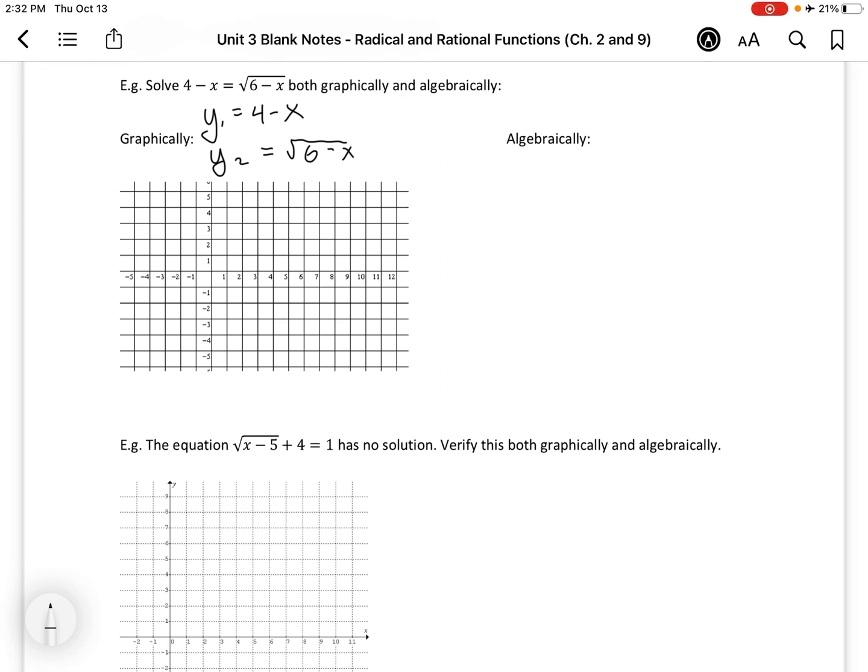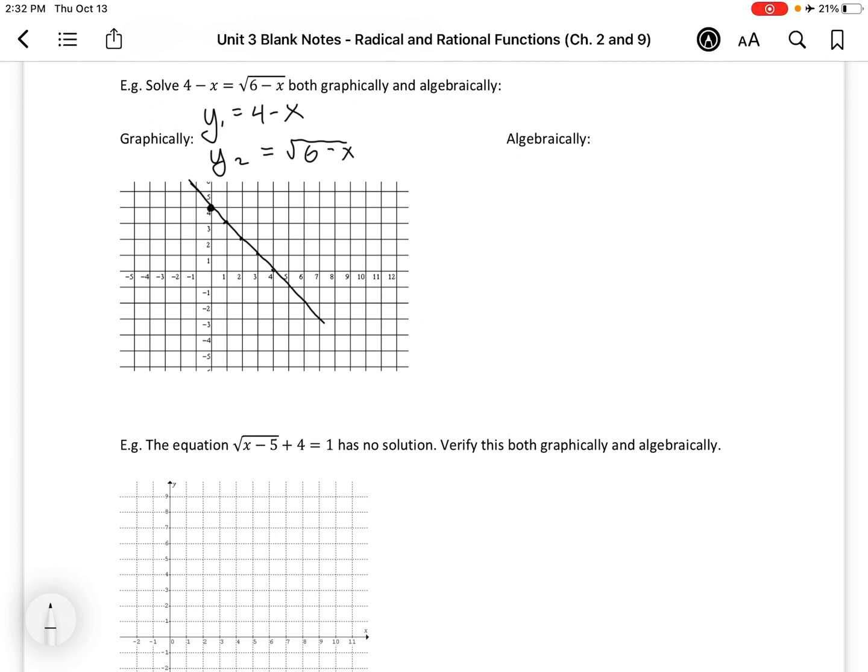Now for the first graph, y1, this is a linear function. The y-intercept is at 4, and the slope is negative 1. Okay, so there's y1.